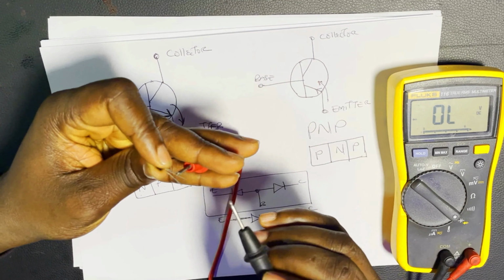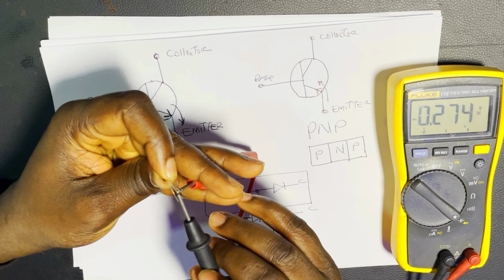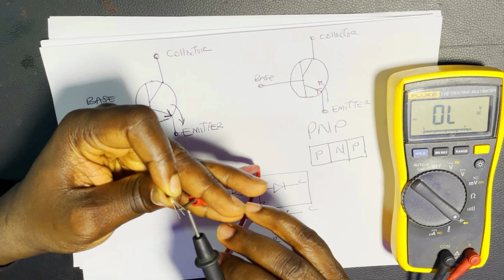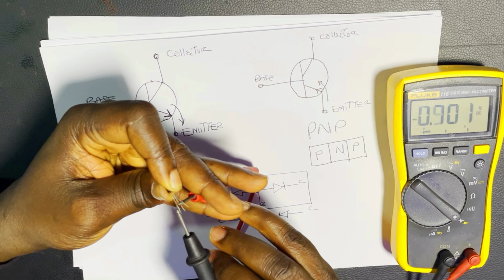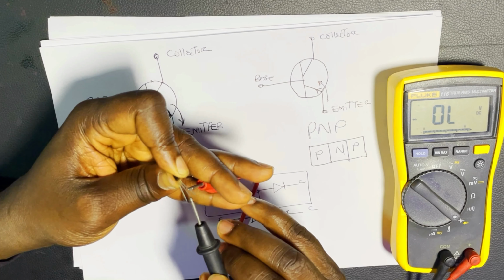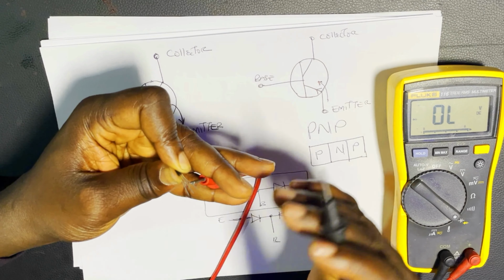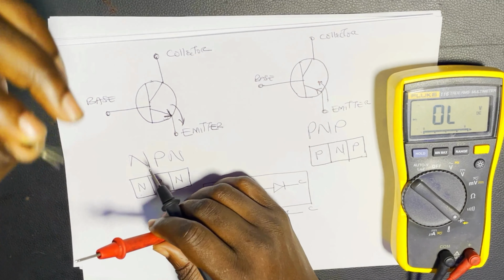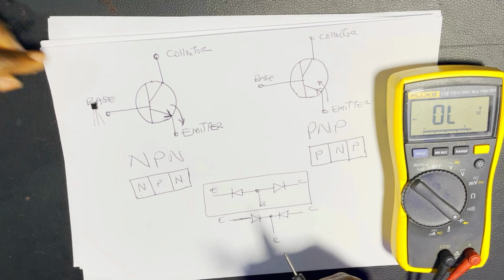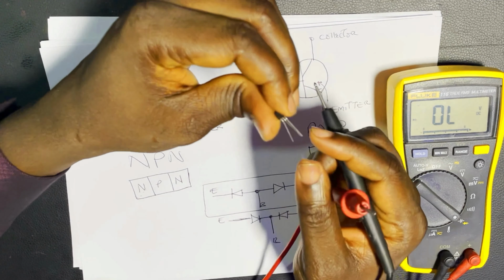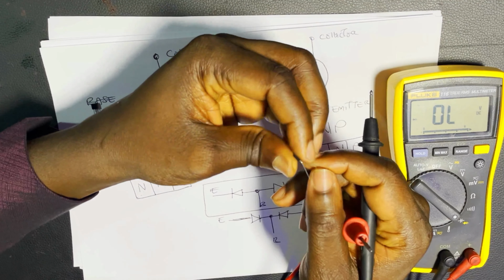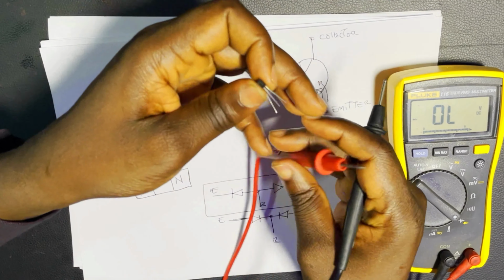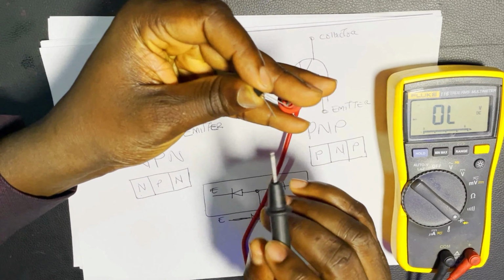The NPN transistor reads with the positive probe on the base, and it will read to collector and emitter. If you reverse it, it will not work. But if it works, it means that the transistor is bad. So let's check out how we will identify a PNP transistor. We measured an NPN transistor, but let's see how we can identify a PNP transistor.